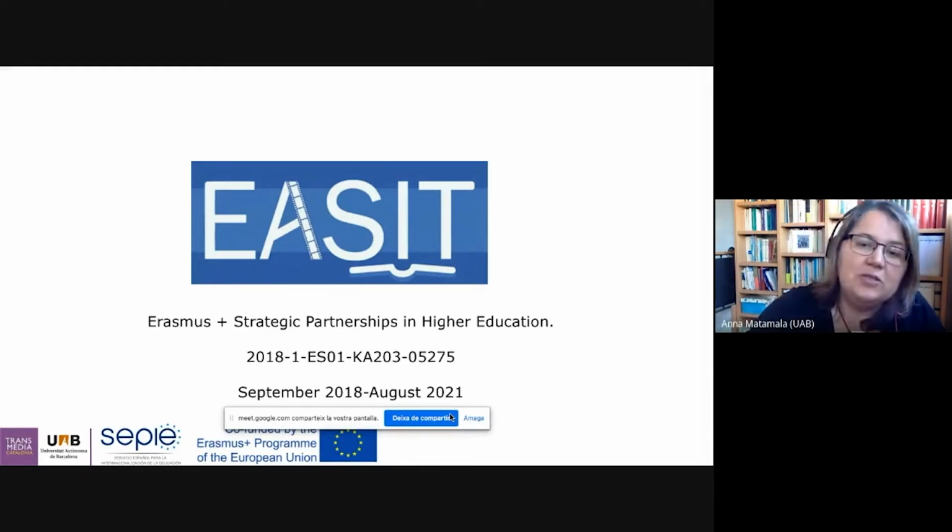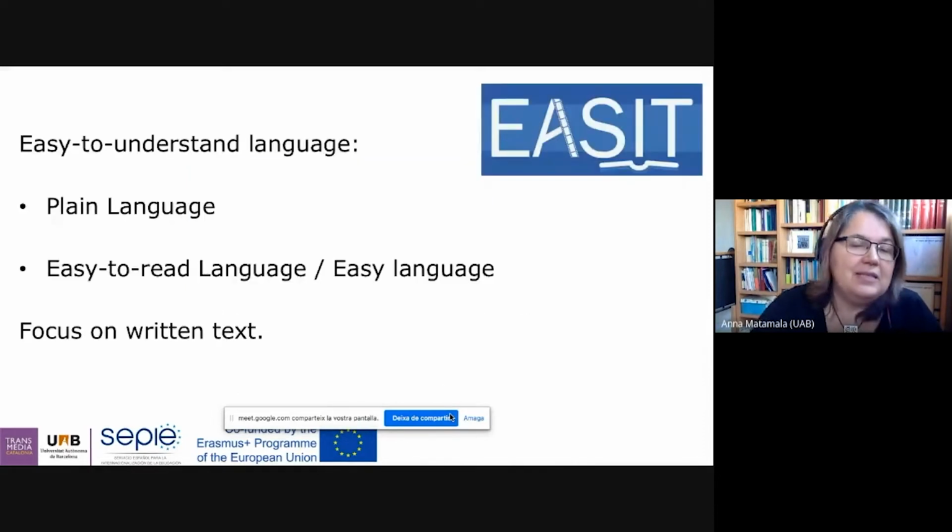So I'll try to explain how it all started. Basically, we saw that easy to understand language, meaning different types of easy to understand language, so meaning plain language, meaning easy to read language, you can find examples in written text. There is a lot of focus, I would say, on this type of simplified language in written text.